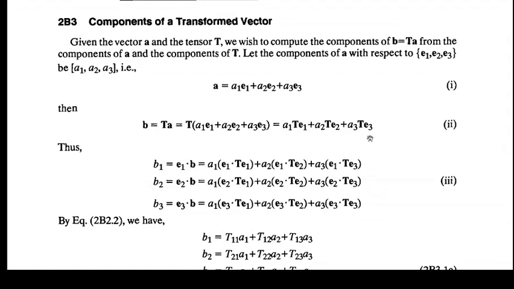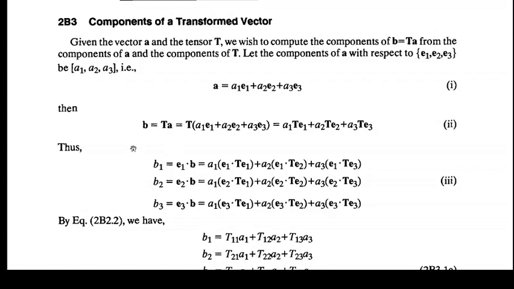Now we have B in the form of this equation 2, that B is equal to A1 TE1 plus A2 TE2 plus A3 TE3. And you know that if you have a vector V equal to V1 E1 plus V2 E2 plus V3 E3, and you want to calculate the components V1, V2, V3 of vector V, then what will you do? You will simply take the dot product of this vector V with E1 to get V1, with E2 to get V2, and similarly with E3 to get V3.